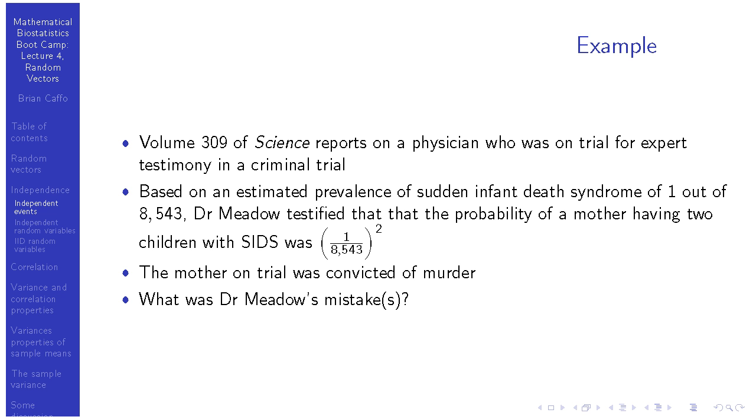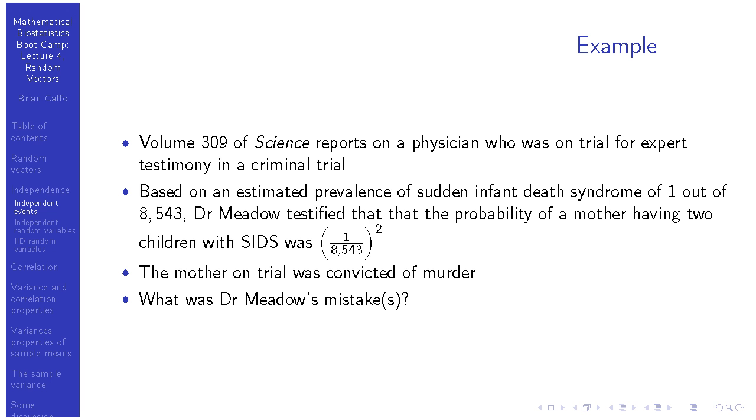The person who was testifying did the following calculation. The person said that the probability of SIDS is 1 out of 8,543. I'm not 100% clear where they got that number, but let's assume for the case that it's correct. Then the person giving the testimony said the probability that you have two SIDS would be the product of that number twice, or the square of that number, 1 over 8,543 squared. Based on this evidence, the mother was convicted of murder.